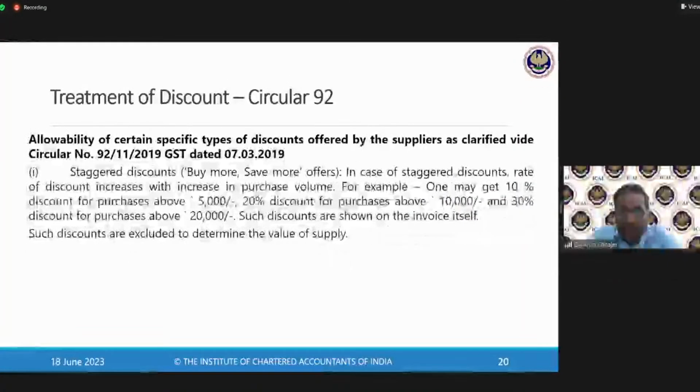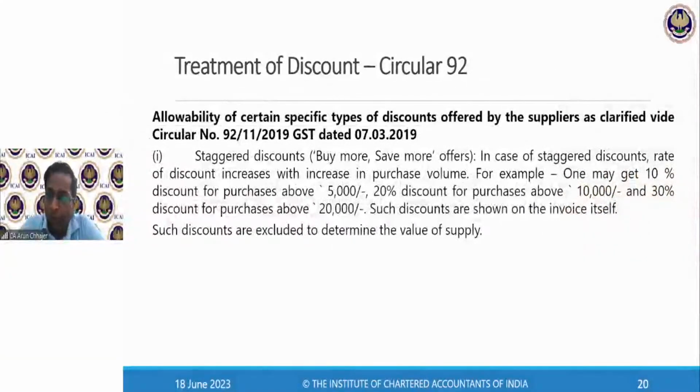Circular 92. First is staggered discount. Buy more, save more. Staggered discount. Let's say if you purchase one item, then you will get the 10% discount if it is worth rupees 5,000. If you purchase worth rupees 10,000, then 20% discount. If you purchase 20,000, then discount, and so on.